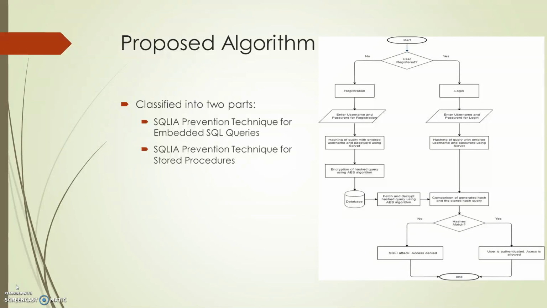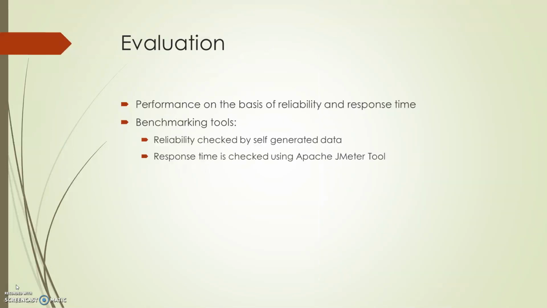The next technique is the SQL injection attack prevention technique for stored procedures. Here we use a simple blacklisting technique, that is, we check whether the input by the user is malicious code or not. If it is, then we ignore the input, and it is an SQL injection attack, else the access is allowed.